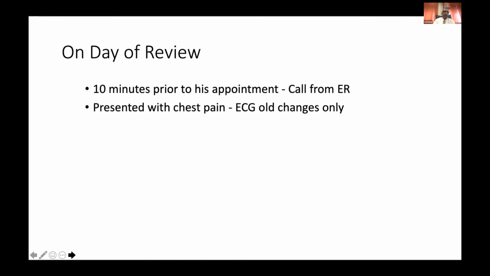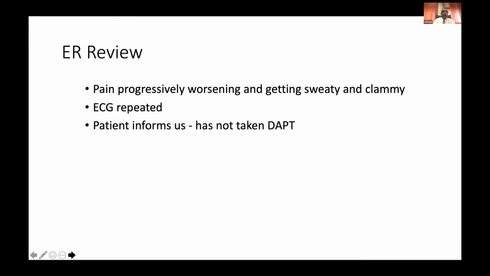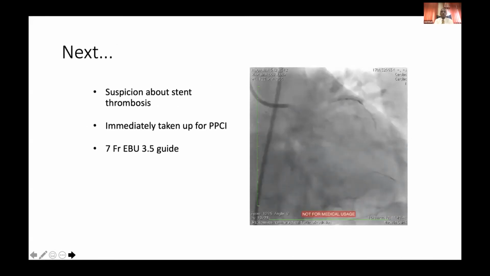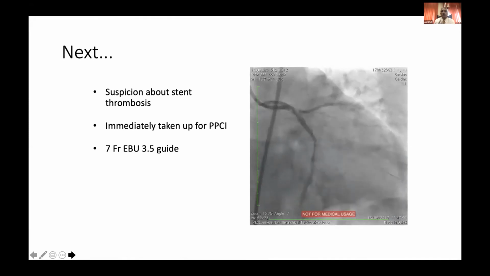But 10 minutes before his appointment, he said he's feeling unwell. The first ECG was okay, but he was getting sweaty and clammy. And then he told us that his medicines come from his panel, and that panel had not yet supplied him the medicines. So he had not taken antiplatelets after he left the hospital. And when we took him up immediately with a suspicion of stent thrombosis, what do we find?